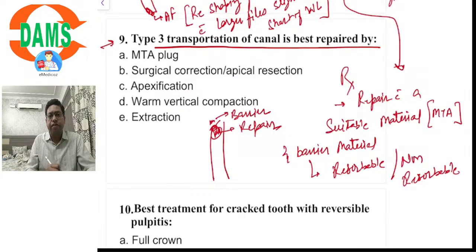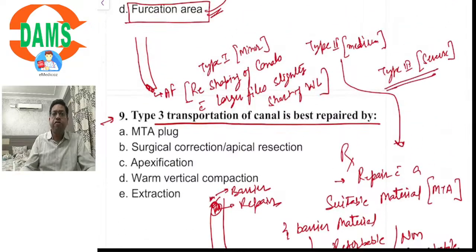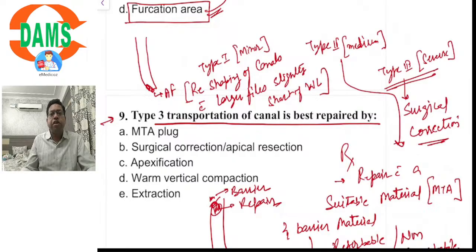barriers. And whenever type 3 or severe type of transportation occurs, simply placing a barrier material and attempting to repair would not help. We have to do surgical correction. So these are the three types of apical transportations and their respective treatments.